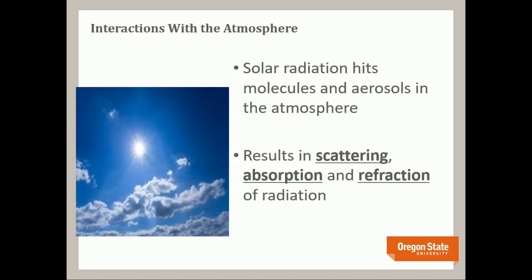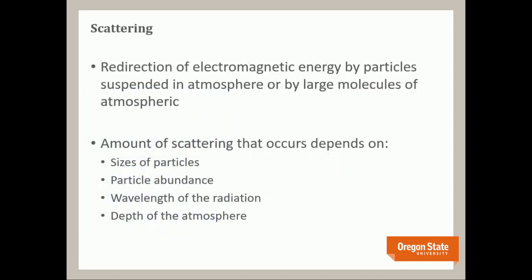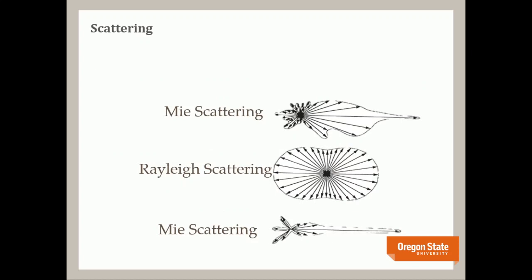Interaction with the atmosphere. Solar radiation hits molecules and aerosols in the atmosphere, resulting in scattering, absorption, and refraction of radiation. What is scattering? Redirection of electromagnetic energy by particles suspended in the atmosphere or by large molecules of the atmosphere. The amount of scattering depends on the size of particles, particle abundance, wavelength of radiation, and depth of atmosphere.